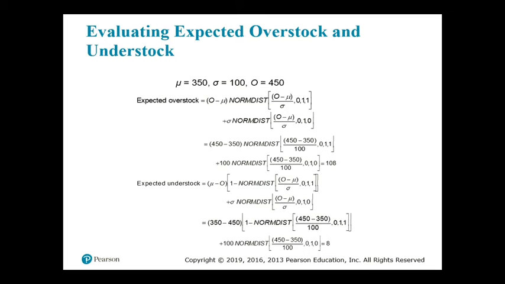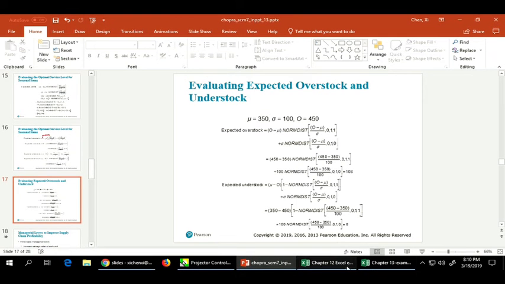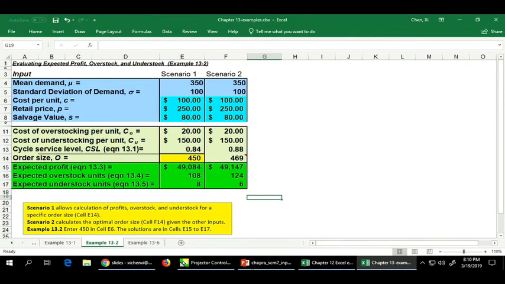So then we can compute the expected over and under stock in this example. So 108 units of expected overstock, and on average we also expect to lose 8 units of customer demand. So you can also see that in this example, in this sheet.